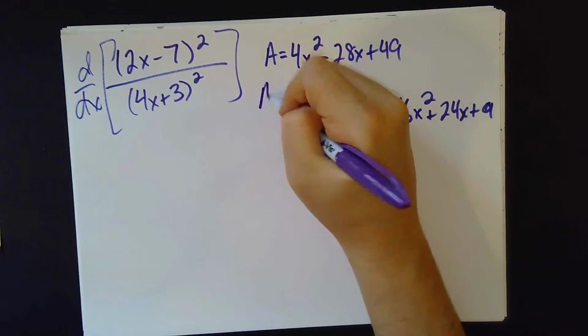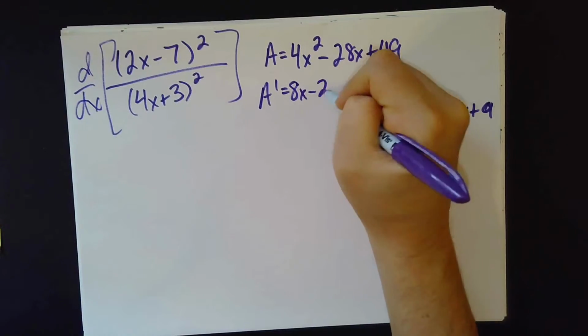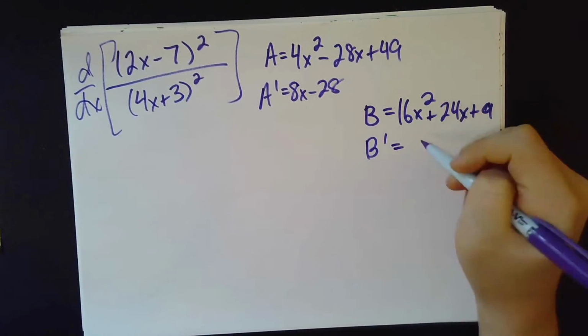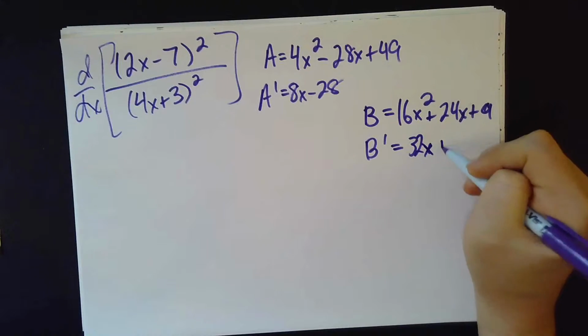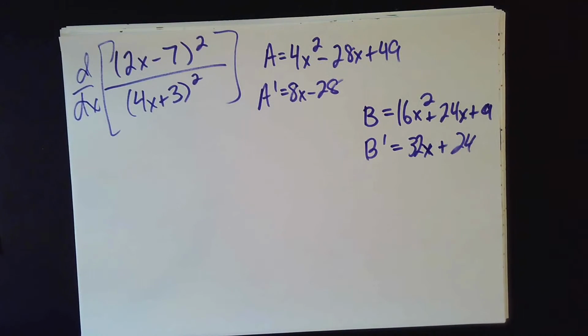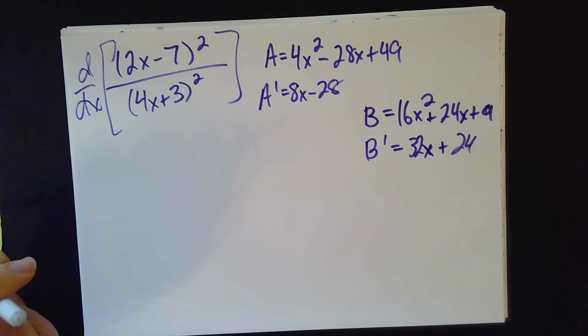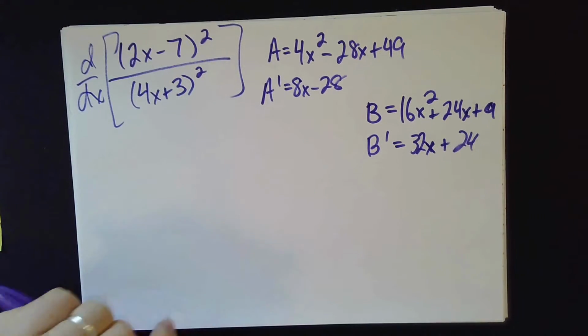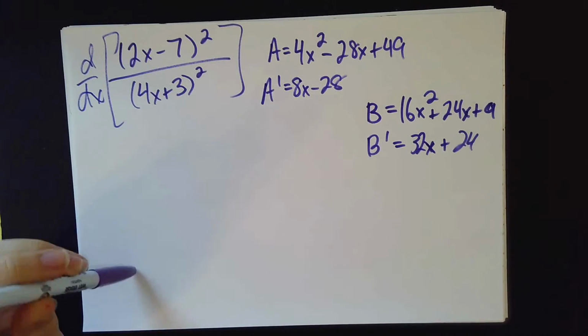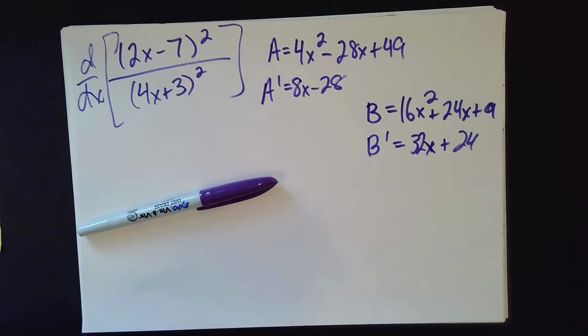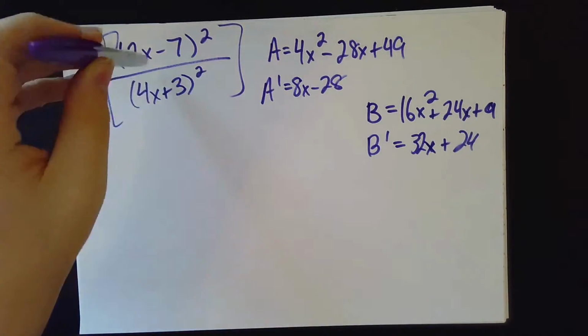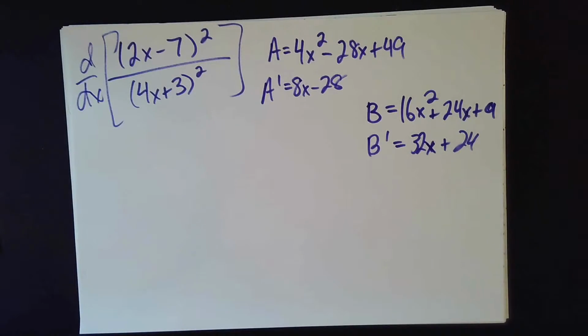And then a prime is 8x minus 28. b prime is 32x plus 24. And I would just not acknowledge that you could write this without foiling it out, because if you try and do it without foiling it out, you're going to get the derivative wrong unless you're lucky. Yep, so I foiled out both of them here before writing it out. So this is one instance where if you need to take a derivative, you need to foil out a square if it's in the denominator.